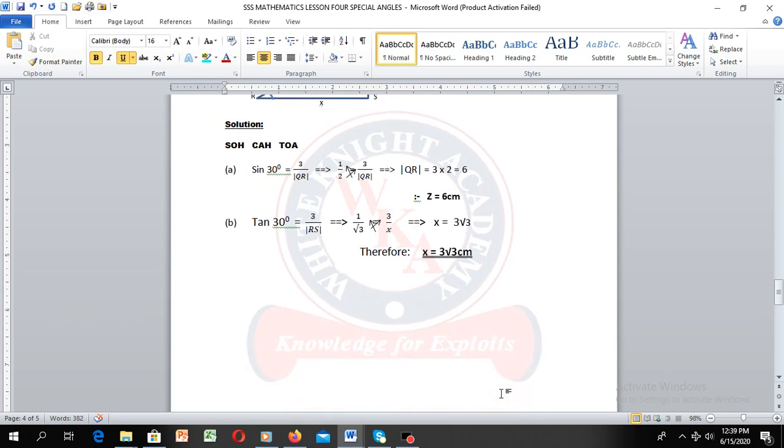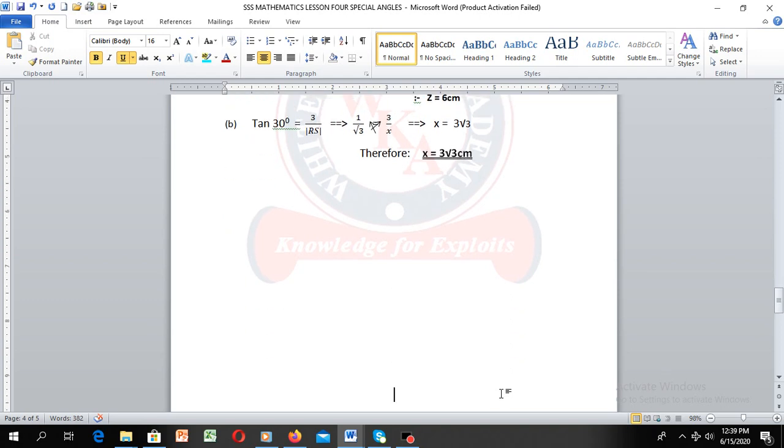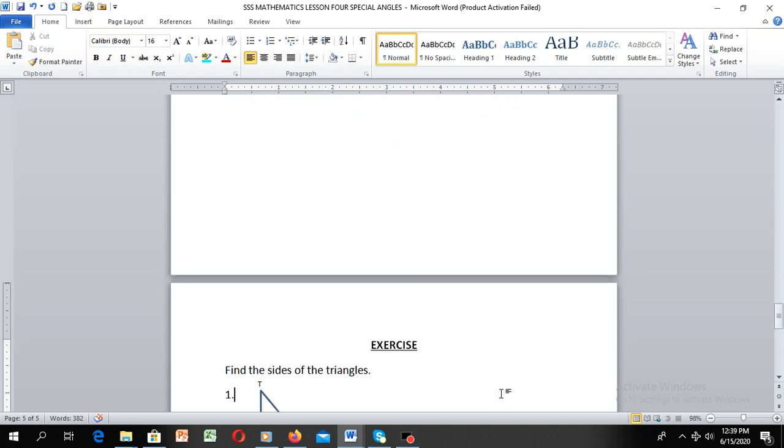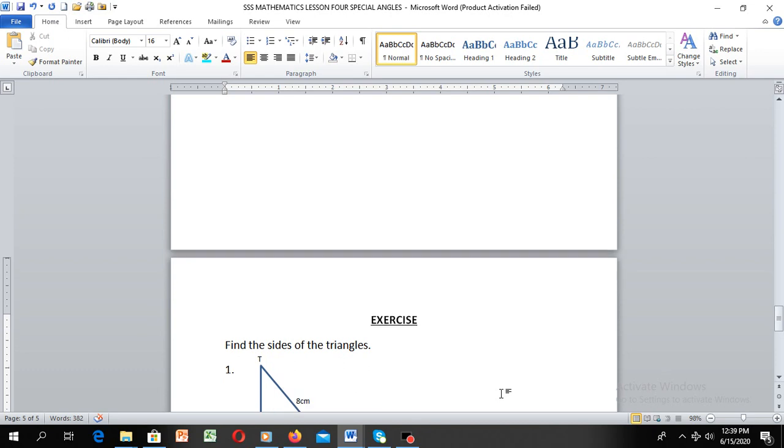So these are examples of special angles. Angles 45 degrees, 30 degrees, and 60 degrees are special angles because their values can easily be determined. You can easily remember their values and work with them that way. There are some other special angles like 0 degrees, 90 degrees, and maybe 180 degrees, but that is left for some other time.